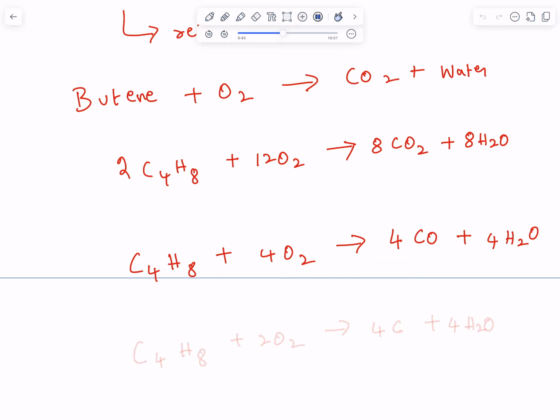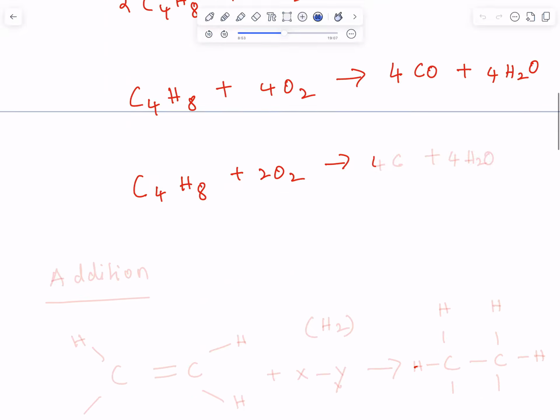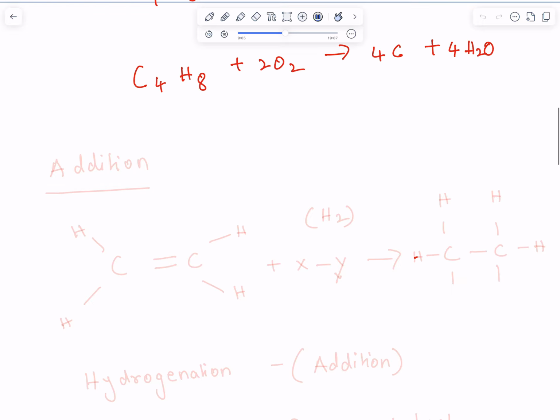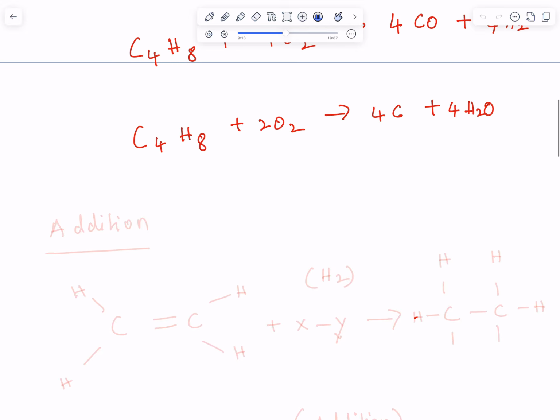What happens if there's still less oxygen? Let's say we only have 2 molecules of oxygen, then we will form soot, that is carbon, and again water, right? This is more likely to occur in higher alkenes with a large number of carbons, and it is seen as smoky yellow flames when the alkenes burn. Now let's go on to addition reactions.